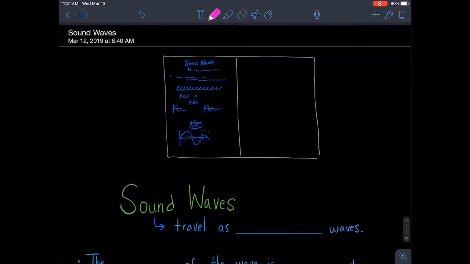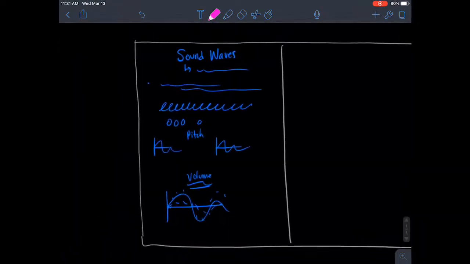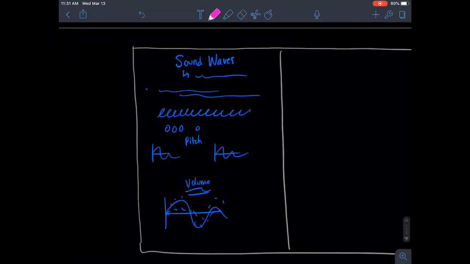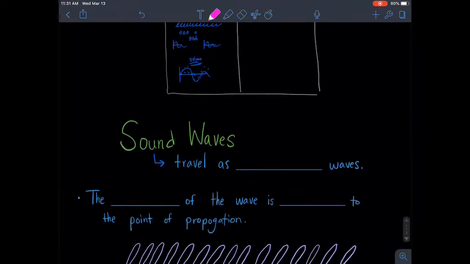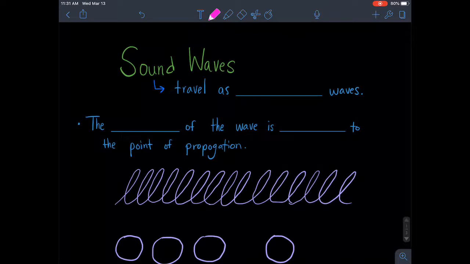dig into that. Well, you're going to need a science notebook page where we defined sound waves. We show the type of wave it is. We show what happens when we change our pitch and what happens when we change volume. So if we dig in here, we're going to start by looking at sound waves.